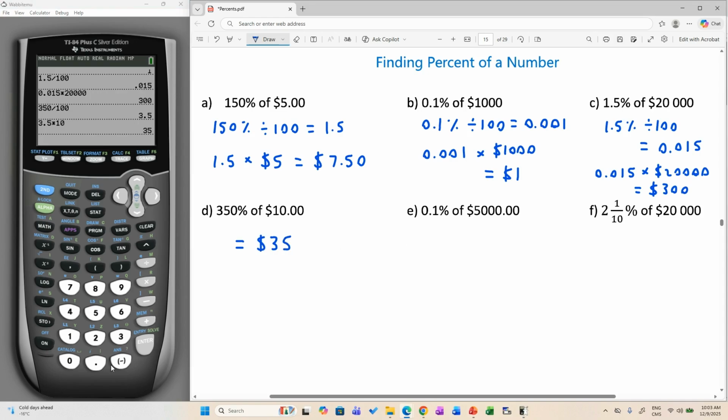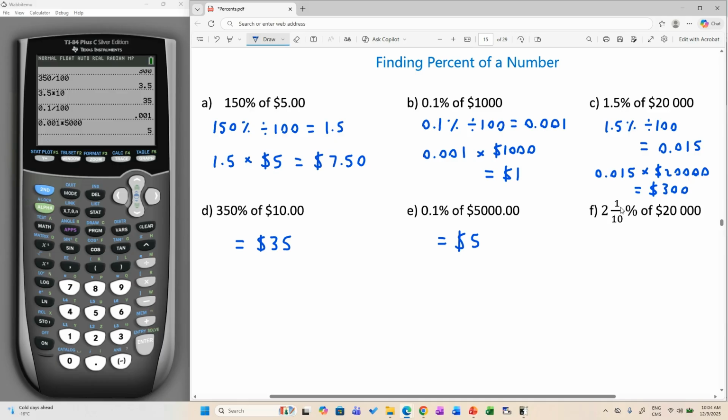Now, for E, my percentage is 0.1. I'm simply going to divide it by 100 first to change that percent to a decimal. So my decimal is 0.001. So I have 0.001 times 5,000. Upon doing so, I should get my answer. So I get 5. So that means that 0.1% of 5,000 equals 5.